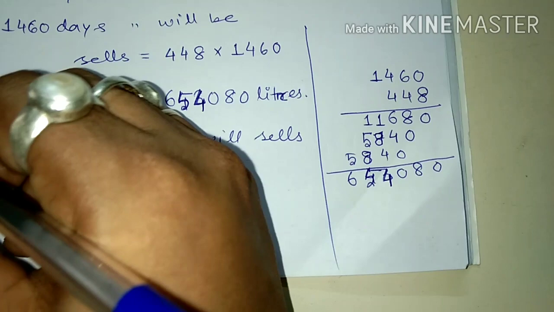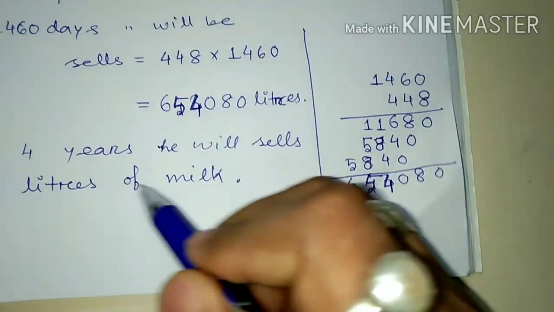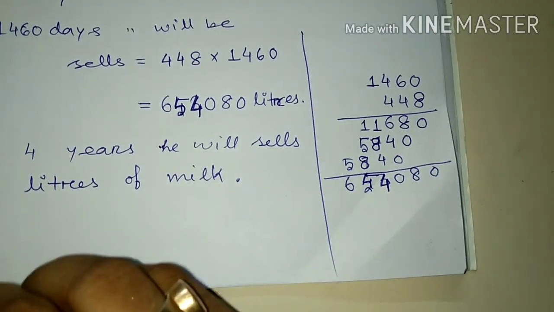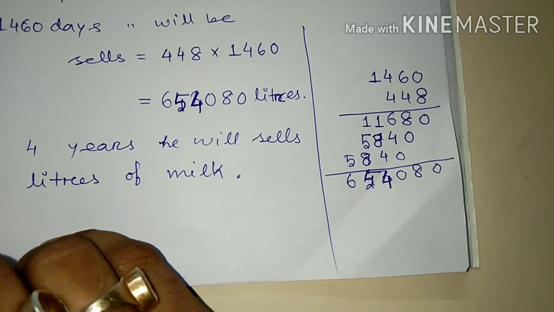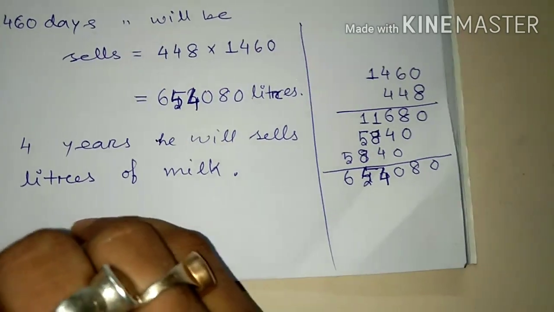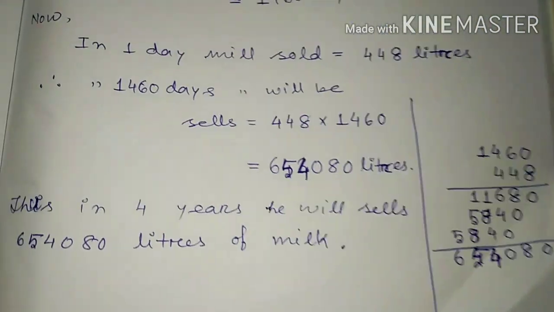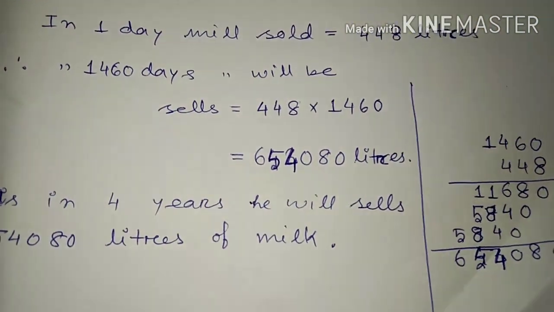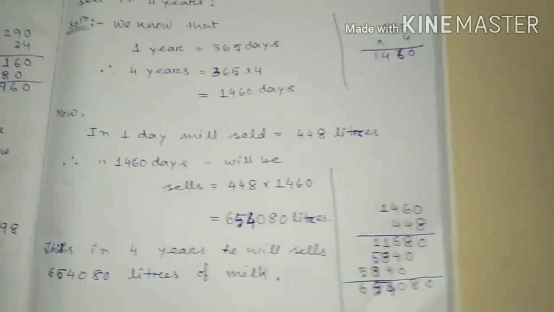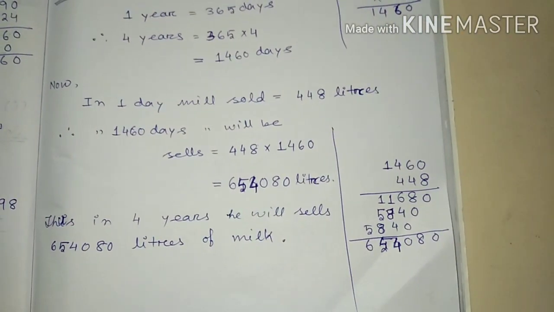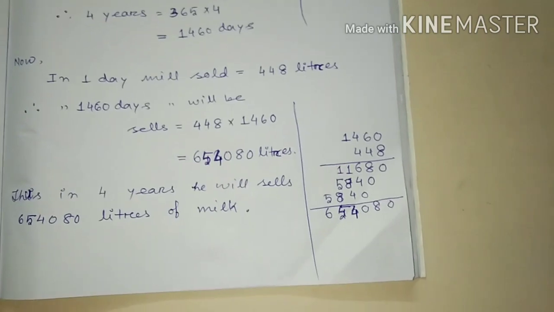So in 4 years he will sell 6,54,080 liters of milk. This is the required liters of milk. Okay, so this is about this exercise. These are very large number multiplications.